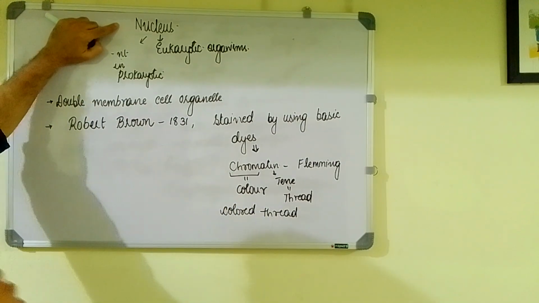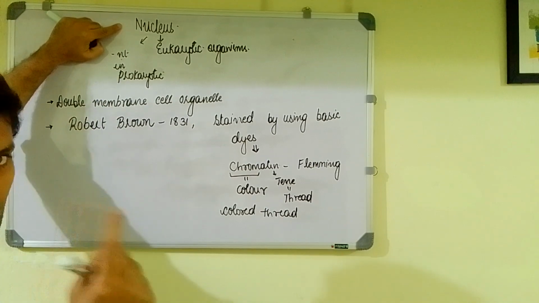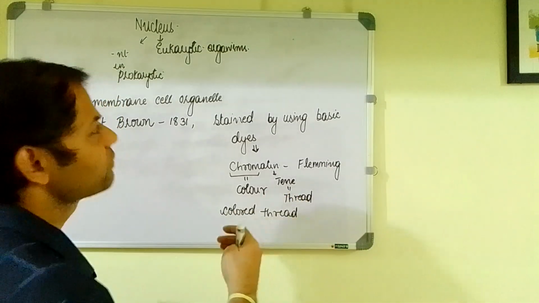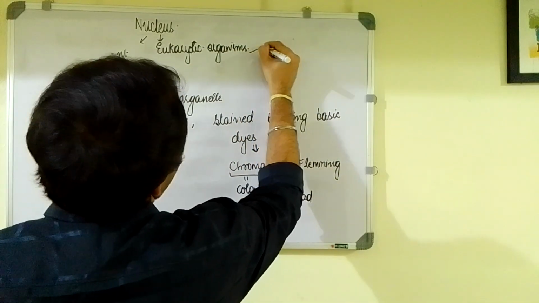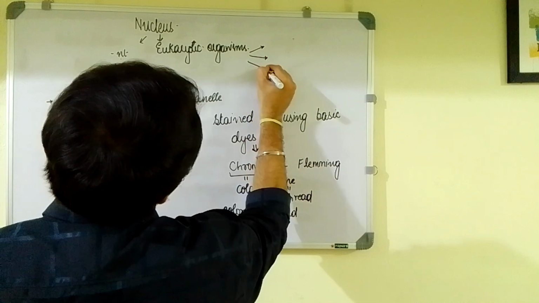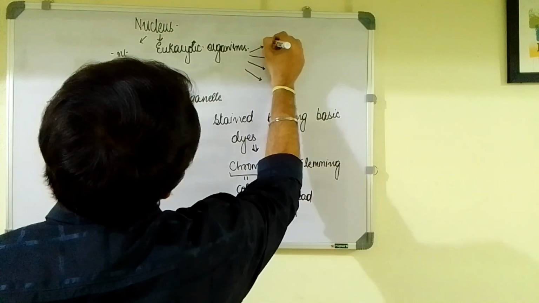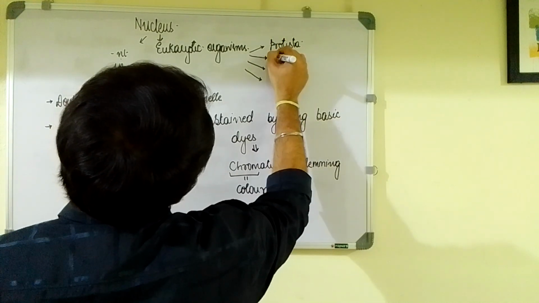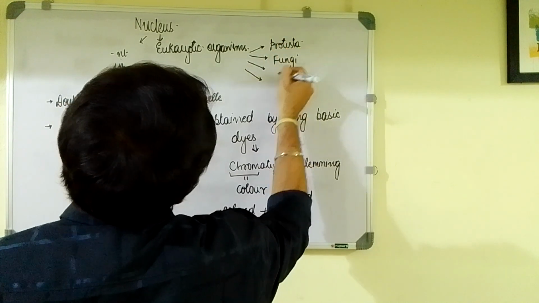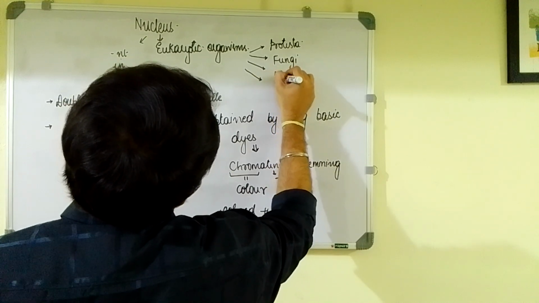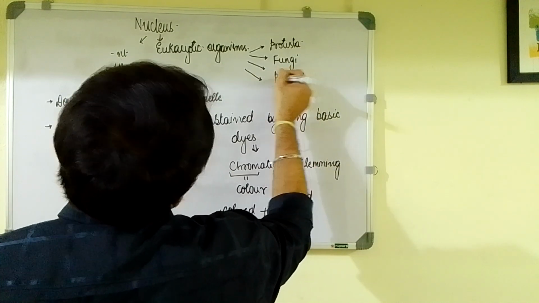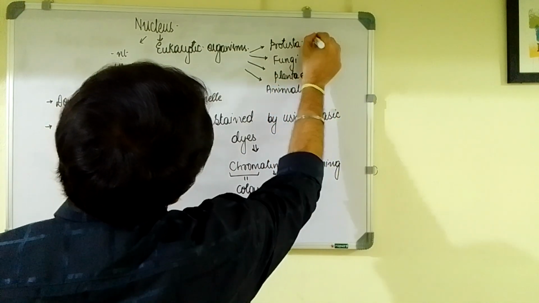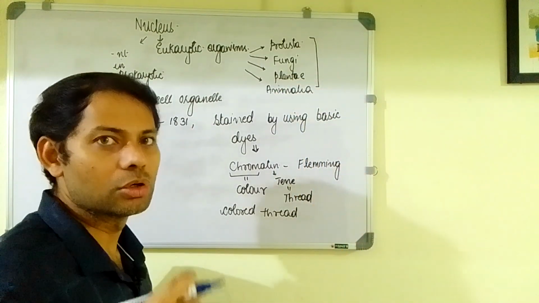The first thing is, we are talking about a double membrane cell organelle which is the nucleus. Nucleus is found in eukaryotic organisms. A little biological classification we'll bring in here. What are the four kingdoms which have a nucleus? The first is kingdom Protista. Then kingdom Fungi, in which true nucleus is present. Then kingdom Plantae, and then kingdom Animalia, in which true nucleus is present. So these are the four kingdoms in which you have true nucleus.